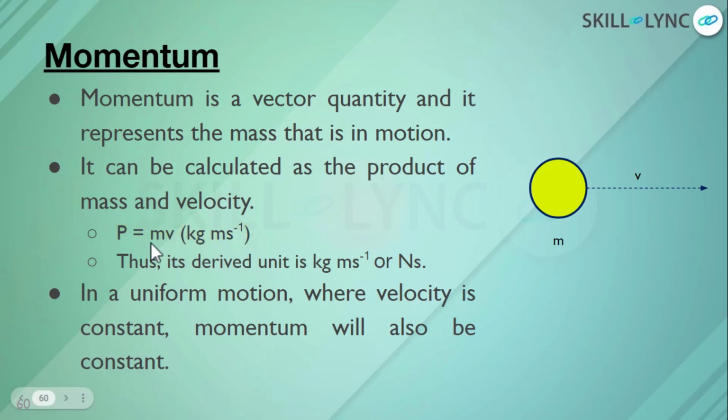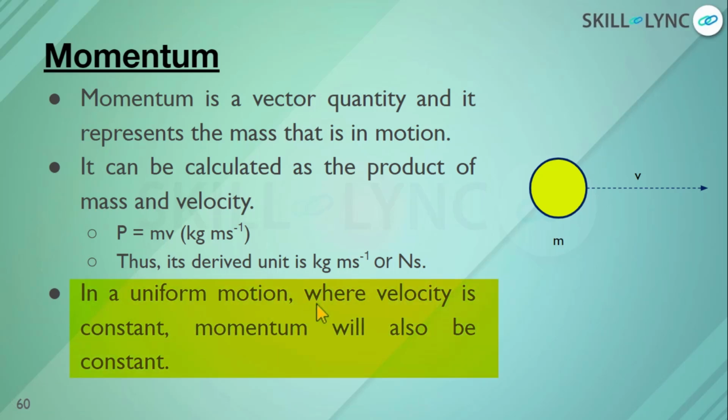Since the unit of mass is kg and the unit of velocity is meter per second, the derived unit for momentum is kg meter per second or Newton second. In a uniform motion where the velocity is constant, momentum will also be constant.